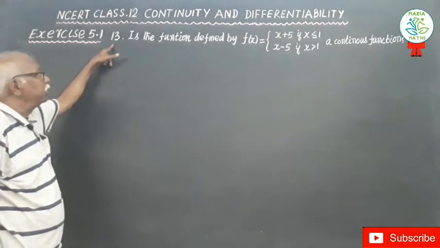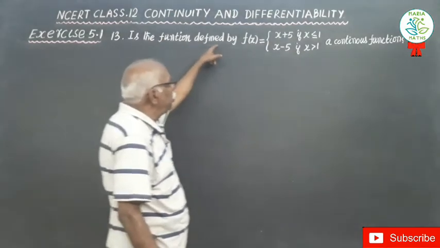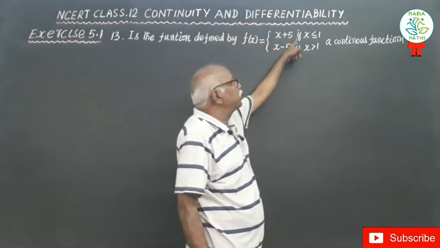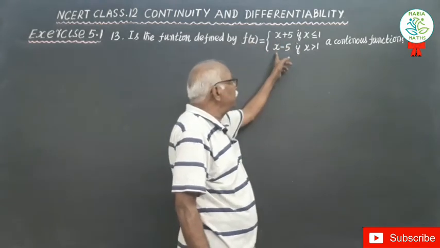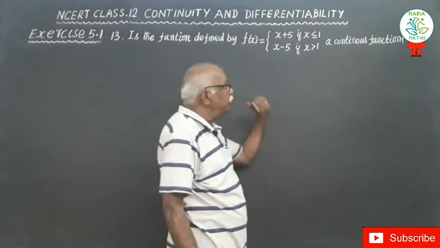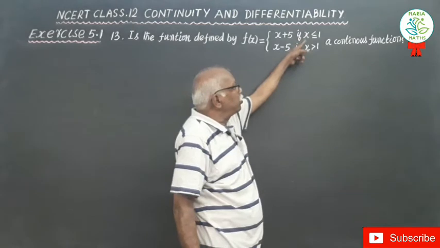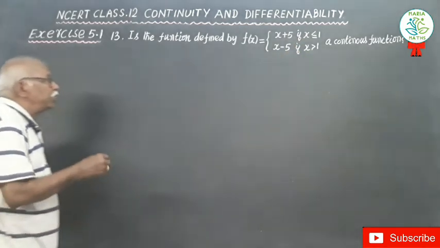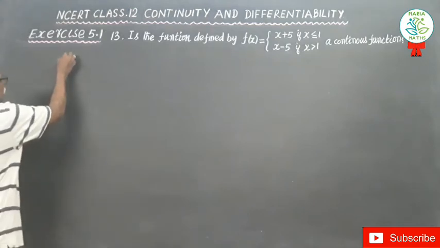Question number 13. Is the function defined by f of x is equal to x plus 5 if x is less than or equal to 1, and x minus 5 if x is greater than 1, a continuous function? Less than or equal to 1 and greater than 1, upon 1 minus and 1 plus. First you will find the left hand limit, LHL.